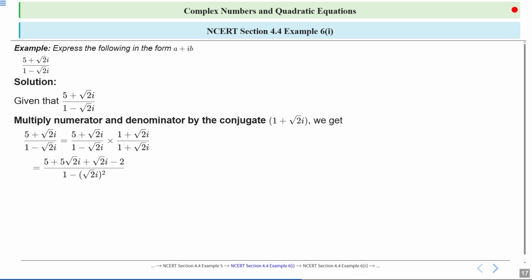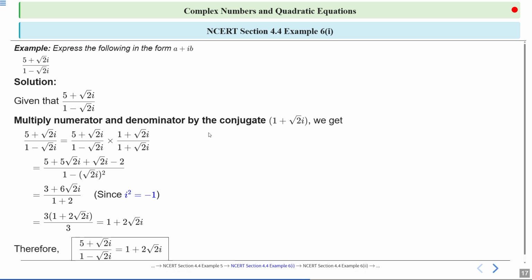5 plus 5 times square root of 2 times iota plus square root of 2 times iota minus 2 divided by 1 minus square root of 2 times iota whole square. This is equal to 3 plus 6 times square root of 2 times iota divided by 1 plus 2, since iota square is minus 1. Which is equal to 3 times 1 plus 2 times root 2 times iota divided by 3. Therefore 5 plus square root of 2 times iota divided by 1 minus square root of 2 times iota equals 1 plus 2 times root 2 times iota. So this is our final answer.